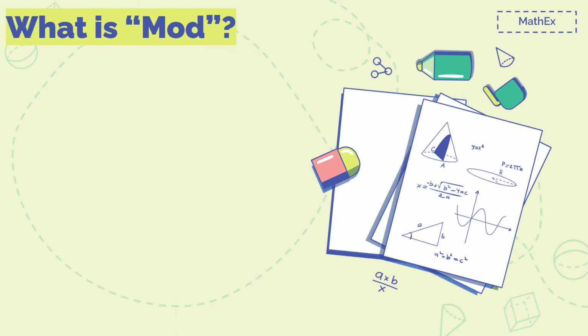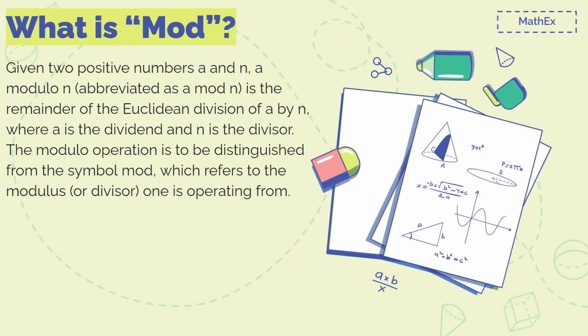So, what is mod? Mod is going to be the abbreviation for modular. Mod is when you have two positive numbers, a and n. A modulo n, abbreviated as a mod n, is the remainder of the division of a by n, where a is the dividend and n is the divisor. And this modulo operation is to be distinguished from the symbol mod, which refers to the modulus or divisor one is operating from. Now, if you don't get that whole load of jumble, it's fine.